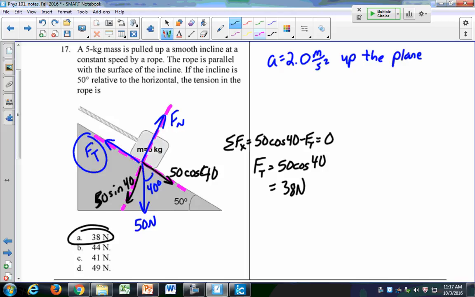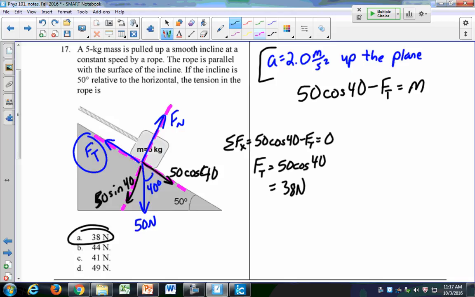if it's a static situation. Now let's imagine, we're not going to do it as a clicker question, but let's imagine instead of being static, it's moving at 2 meters per second squared up the inclined plane. So in this direction, how would we solve that? We're going to solve it in much the same way, except here, instead of having it equal to 0, remember it's equal to 0 because we said a_x was equal to 0, we're going to write that a little bit differently. We'll say 50 cosine of 40 minus Ft equals m times the acceleration. My acceleration is 2 meters per second squared up the inclined plane.